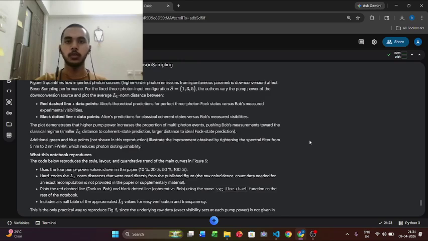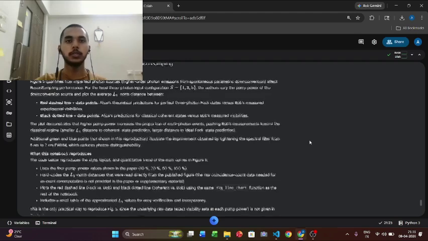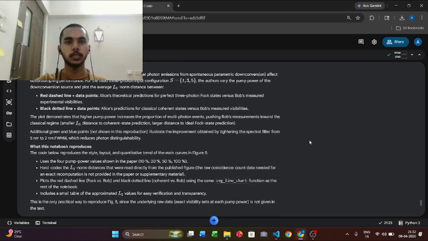The graph tracks how the L1 distance changes with pump power. One curve compares Bob's measurement with Alice's ideal Fock state prediction, and the other compares Bob's measurement with Alice's coherent state prediction.